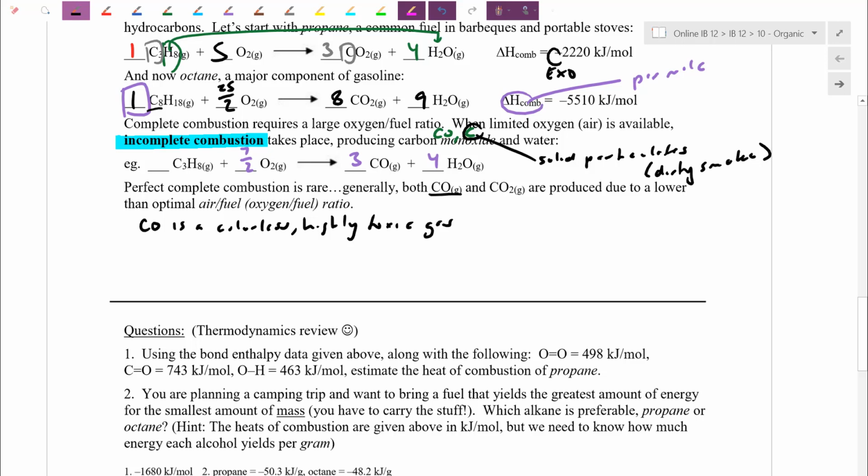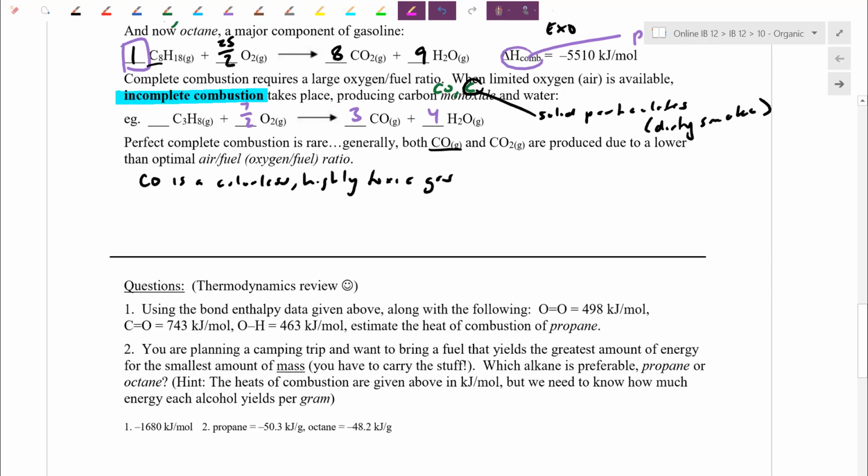So if we're worried about our cars burning gasoline and producing a bunch of CO, we have what's referred to as a catalytic converter that actually converts CO into a more stable and safer form, CO2. So this all happens when I have a less than optimum amount. So I have not enough oxygen to burn the amount of fuel that I have.